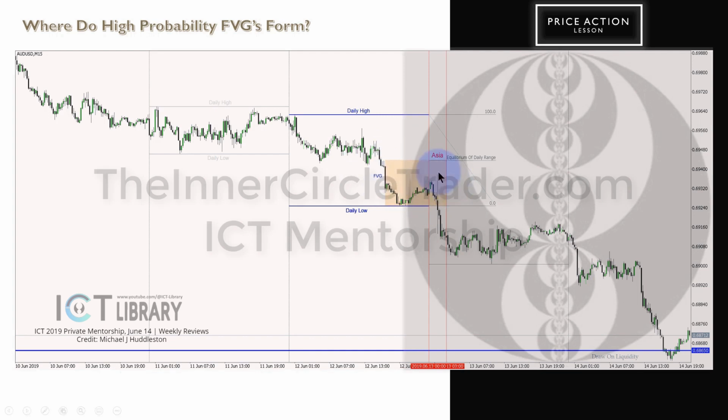But we do get consequent encroachment, which is the midpoint of the gap. Price runs up during Asia. That's your Judas swing. Right there, that's the moment when you would be looking to go short. And why? Because it's in the lower portion of the previous day's range, the lower half of it. Price will not want to go back up to that.